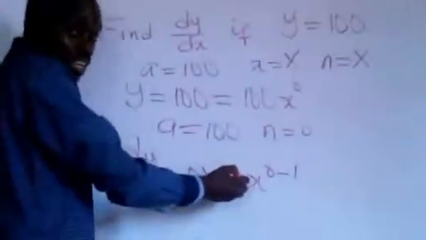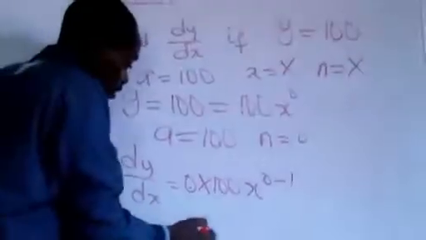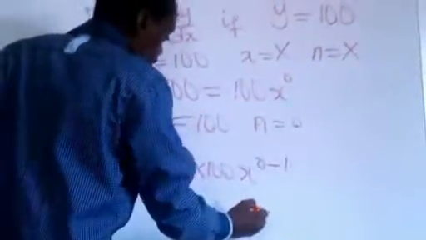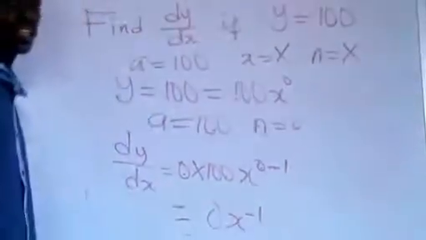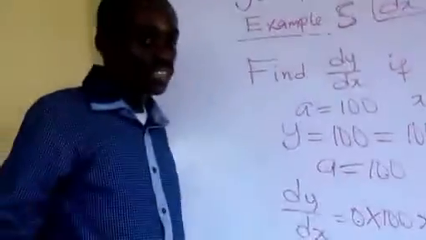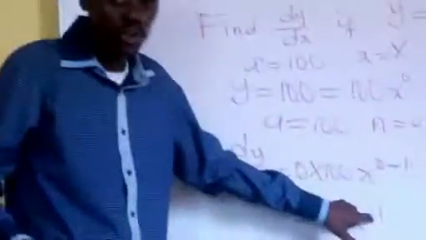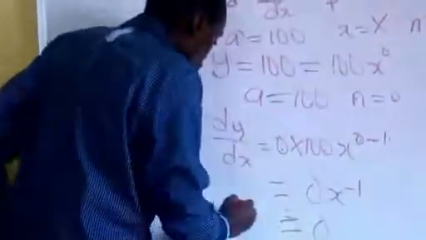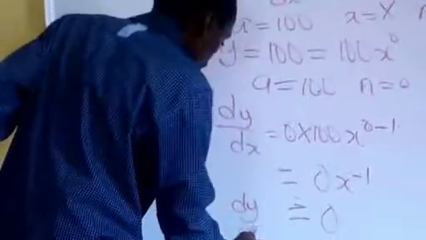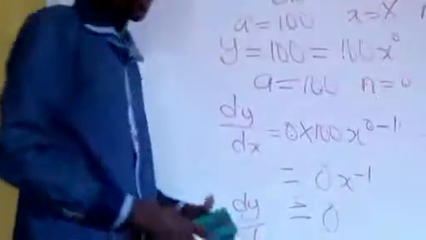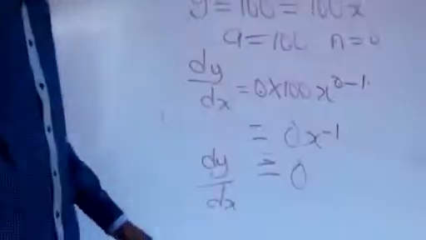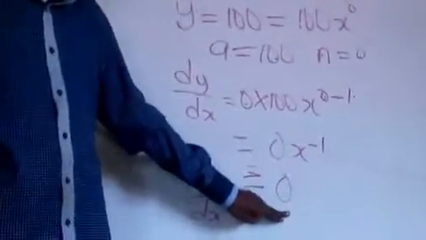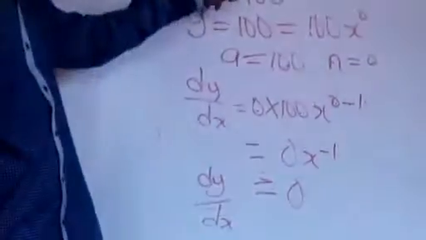What is 0 times 100? 0 times 100 is 0. 0 minus 1, it's minus 1. Now anything multiplied by 0 is 0. So 0 times x to the minus 1 is going to give you 0. So dy/dx is equal to what? 0. dy/dx is equal to 0. So this was a special case of differentiation.